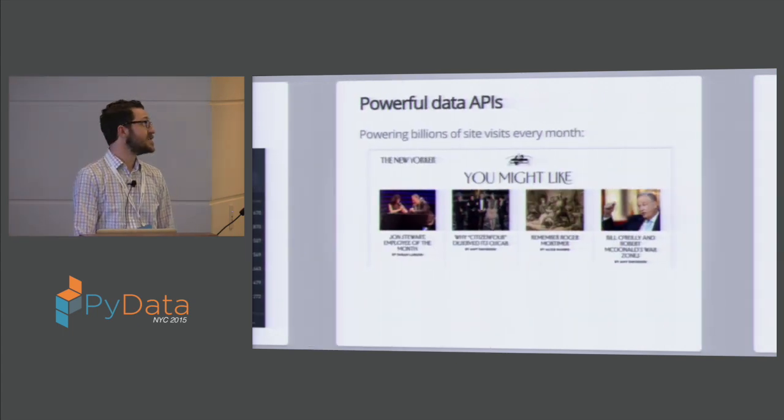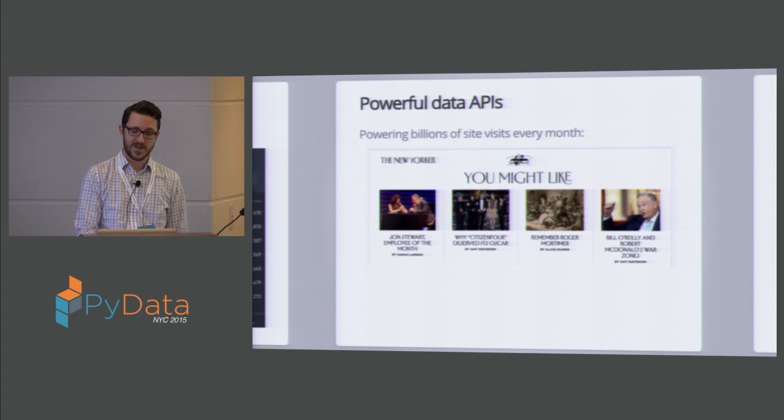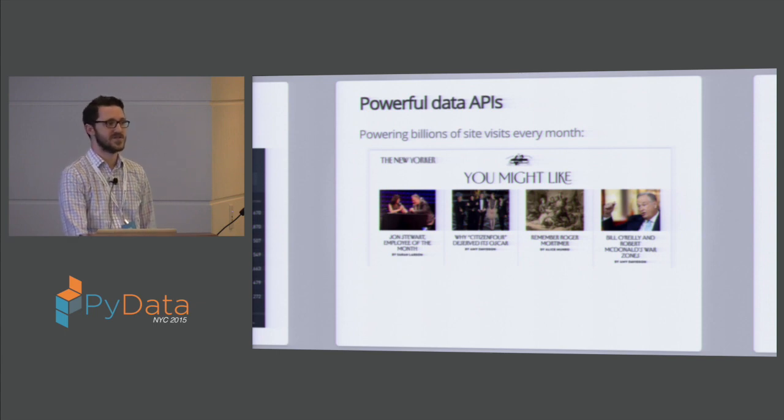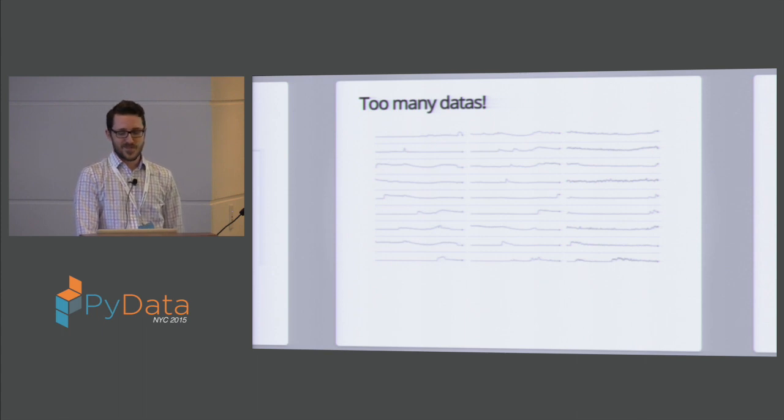We also provide some powerful data APIs so that people can do recommendations and things like that. So like the New Yorker's You Might Like thing uses the Parsley API under the hood to recommend pages you might like. So that's a lot of data that we deal with because we have so many publishers. We're talking billions of page views we're dealing with every month.